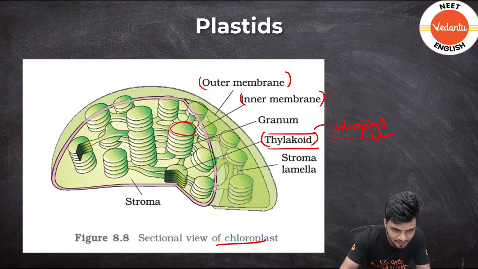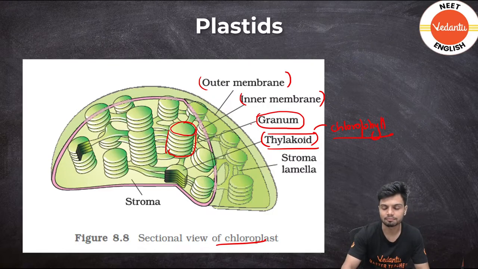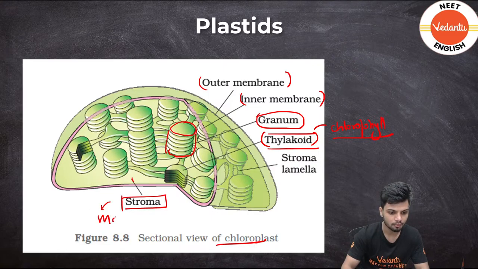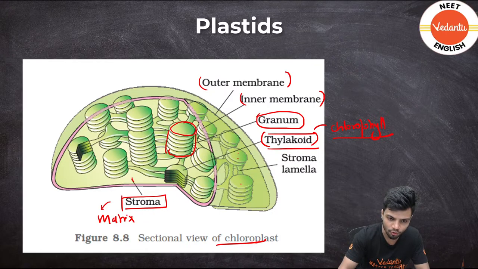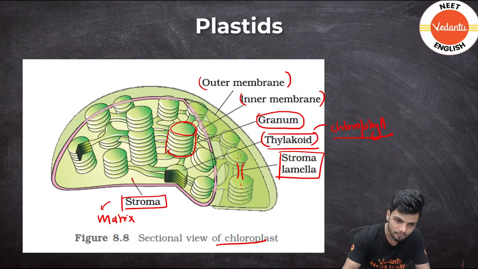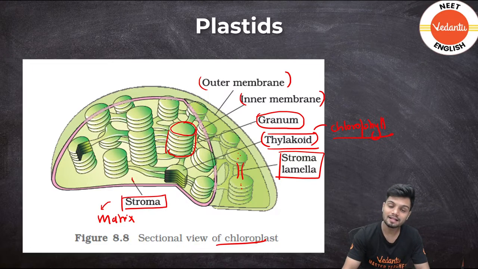Then we have the entire stack of coins. The entire stack of thylakoids is called granum. The middle matrix is called stroma. Between the two grana, the connection is called stroma lamellae. Now, inside the thylakoid, there is a space called lumen.